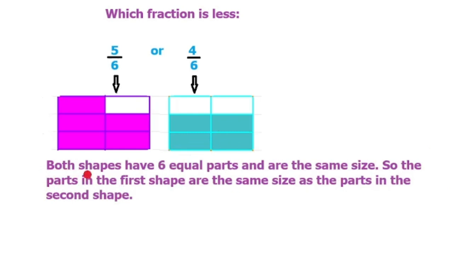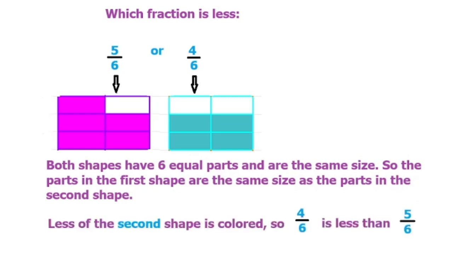So as I said, both shapes have 6 equal parts and are the same size. So the parts in the first shape are the same size as the parts in the second shape. Less of the second shape is colored, right? There's less colored here. So 4/6 is less than 5/6.